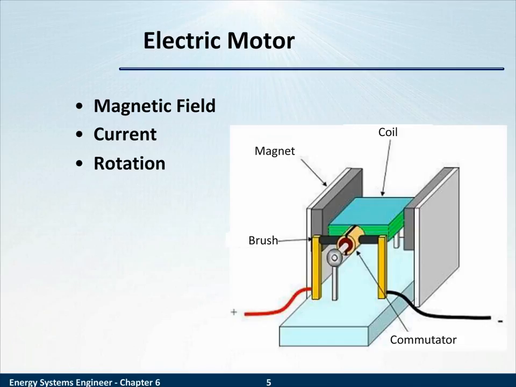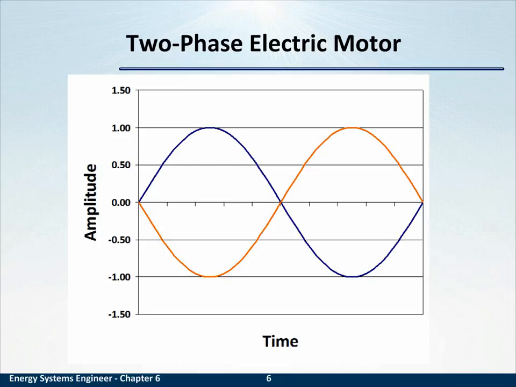If you have a magnetic field and you have a current in that magnetic field, you'll cause rotation. In an electric motor, you have or create a magnetic field and you have current, and that causes rotation. That's a motor. In renewables, you'll see that you have a magnetic field and you have rotation, which will cause current. The next two slides include a two-phase and three-phase electric motors.